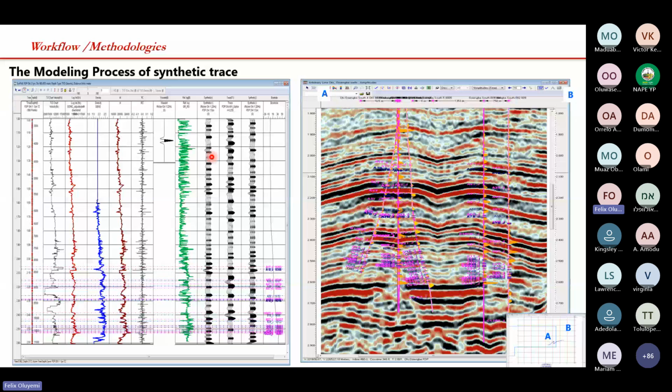Where can I see another major peak? I can see another major peak, this to this. I can see this to this. I tie this. Then I can see this to this. I tie this. I tie this. I tie this. I tie this one.